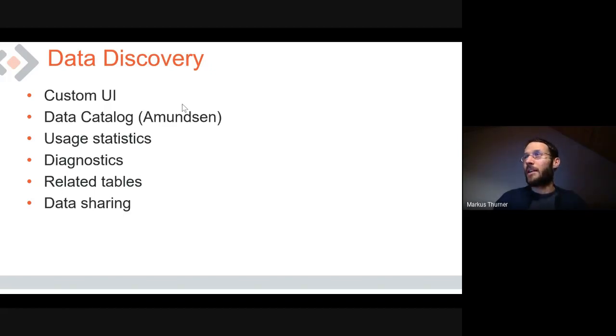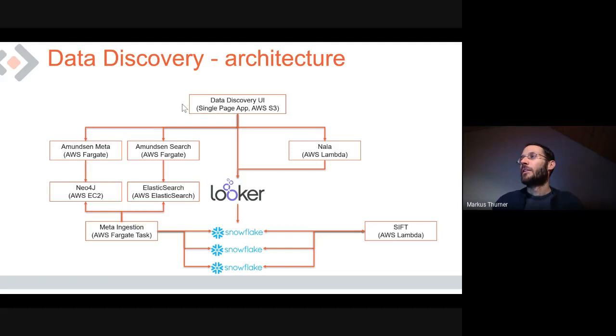So let's look at that on the architecture side. At the top, the user experience is just a single page app that is custom developed based on our style guides. On the left side, you see Amundsen Meta and Amundsen Search, which we are directly accessing. I think you might have seen a few weird questions from our side that we are not using the front end, and I'm open to discuss that, whether we might have opportunities to actually twist that a little bit. We run that on AWS Fargate, more or less a Docker instance that AWS manages for us. Neo4j is on an EC2 currently, and for Elasticsearch, we use the Amazon hosted Elasticsearch feature.